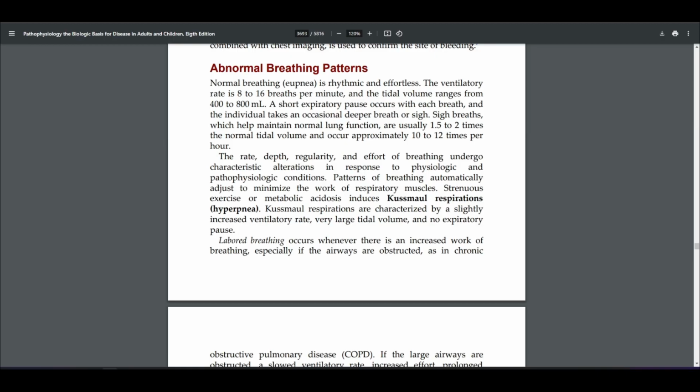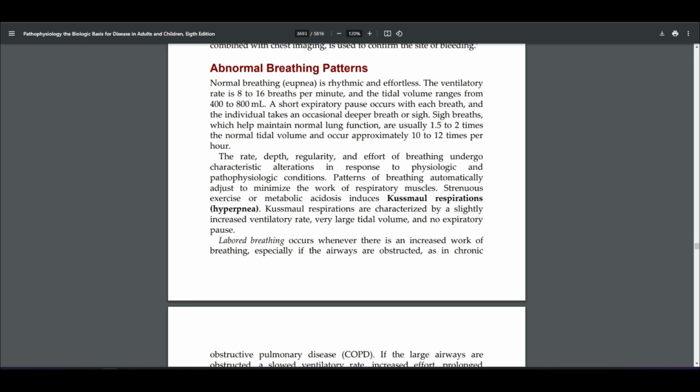The rate, depth, regularity, and effort of breathing undergo characteristic alterations in response to physiologic and pathophysiologic conditions. Patterns of breathing automatically adjust to minimize the work of respiratory muscles. Strenuous exercise or metabolic acidosis induces Kussmaul respirations, or hyperpnea. Kussmaul respirations are characterized by a slightly increased ventilatory rate, very large tidal volume, and no expiratory pause.